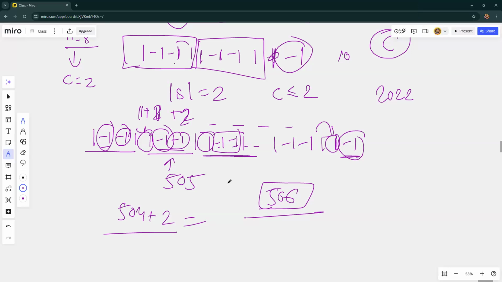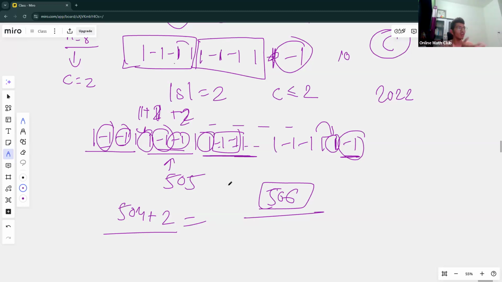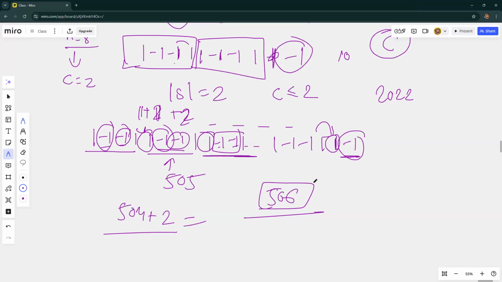But what's the proof that it's minimal? Okay, yeah. What's the proof? Because you cannot go less than this, right? Wait. No, we want maximum, right? C should be maximum. But we're not allowed to choose the sequence.